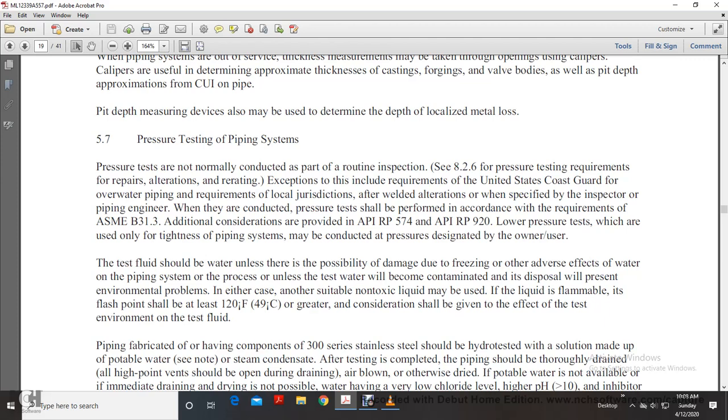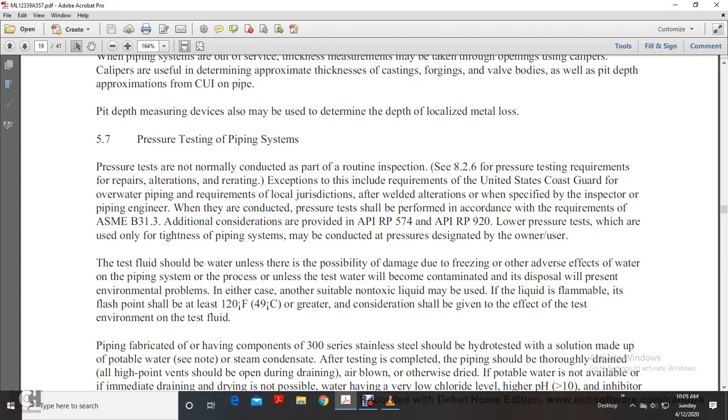Our pressure testing of the piping system. The pressure test is not normally conducted as a part of the routine inspection. See the pressure testing requirements for repair, alteration, and re-rating. Exemptions include the requirements of the United States Coast Guard for overwater piping, and the requirements of the local jurisdiction after welded alterations, or where specified by the inspector or piping engineer. Pressure tests are conducted in accordance with the requirements of ASME B31.3.